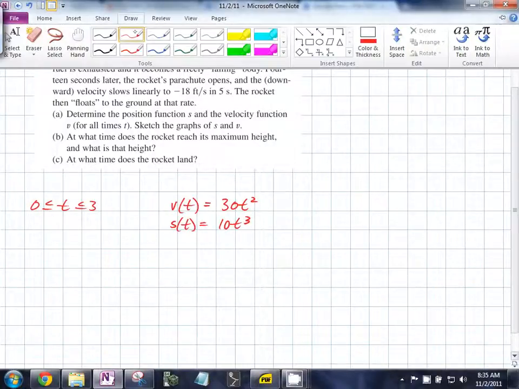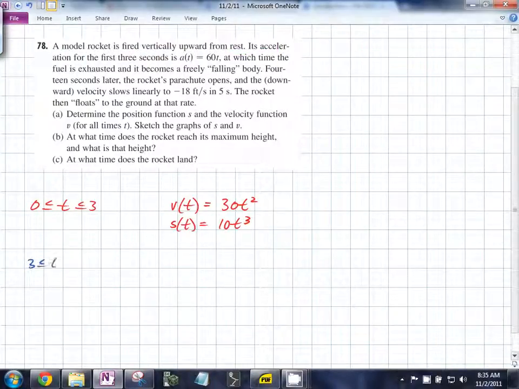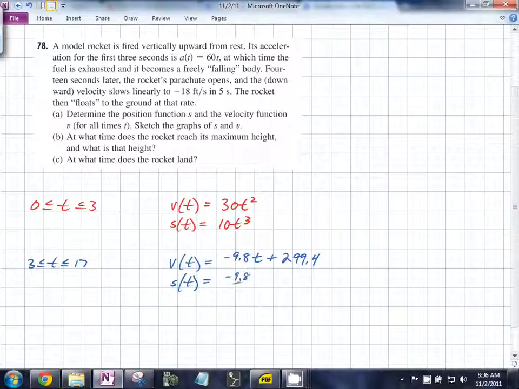So then let's talk about from 3 to where? What was the velocity? Negative 9.8 what? Yep. Plus? Thank you. And what was the position function, Bill? Negative 9.8 over 2 t squared, yep, plus 299.4t, yes, and what was the last number?